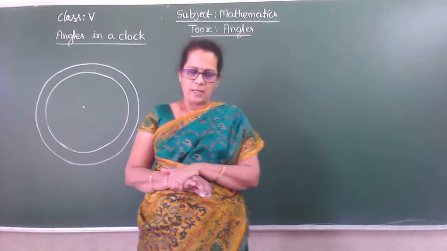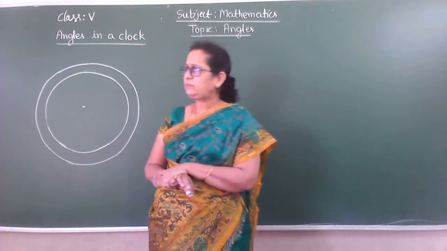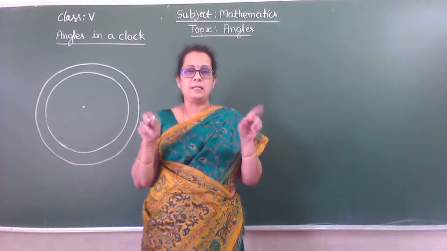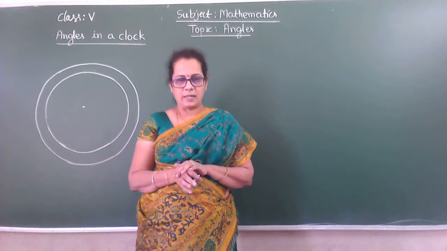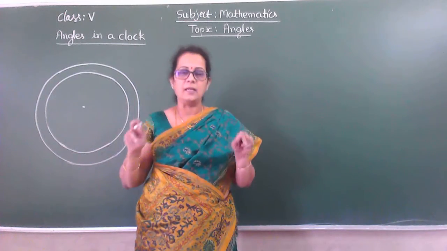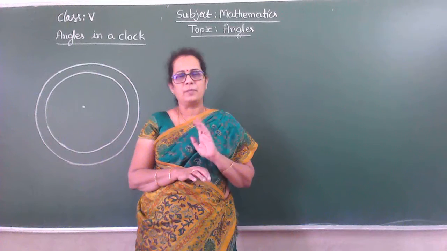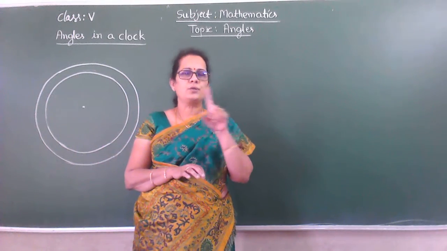So, if you observe the clocks, you can see so many designs of clocks. Circle, square, rectangle or any fancy type. But all the clocks mention numbers from 1 to 12.